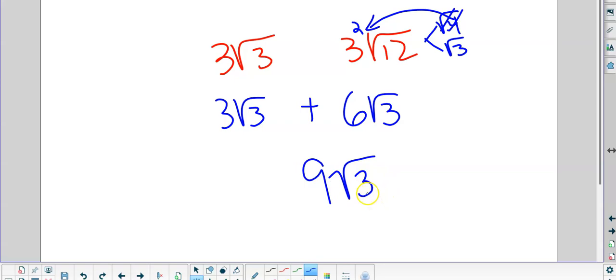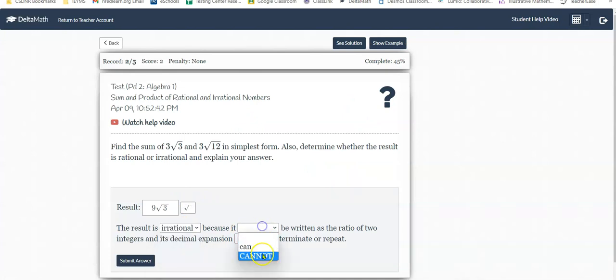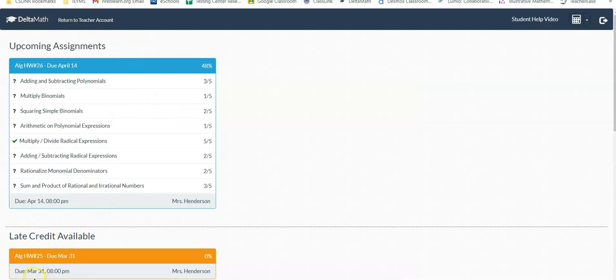Now the square root of 3 is not a perfect square. So that's why our answer will be irrational. It's irrational because it cannot be written as a decimal, a ratio of 2 integers, and it does not have a decimal that repeats or terminates. All right, good luck.